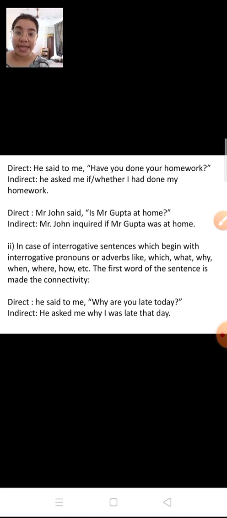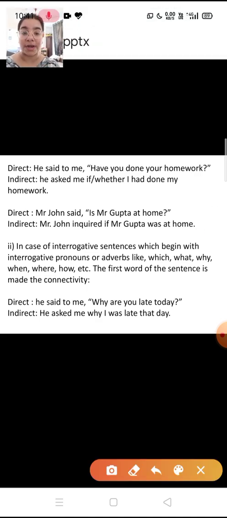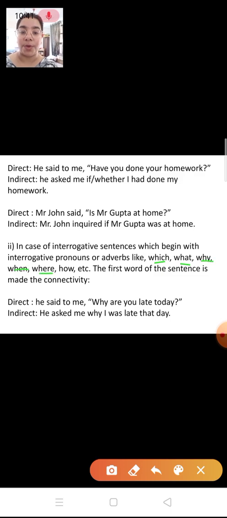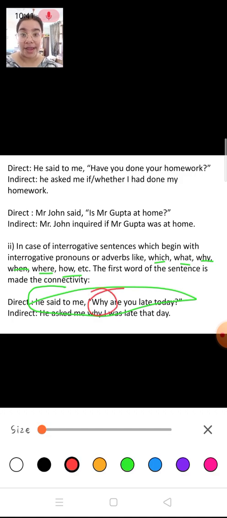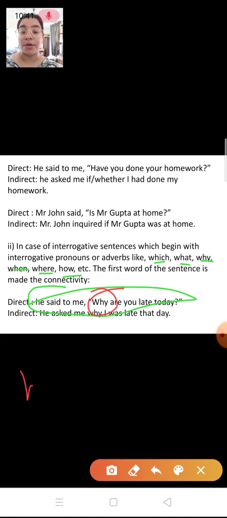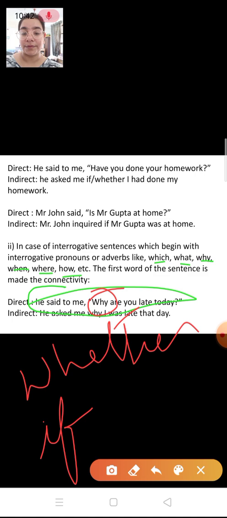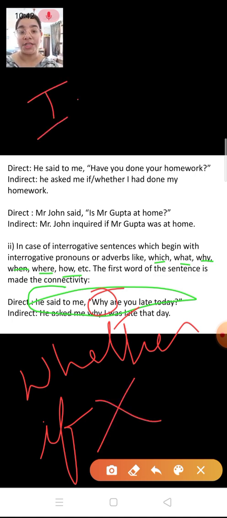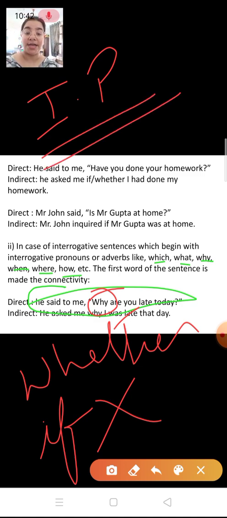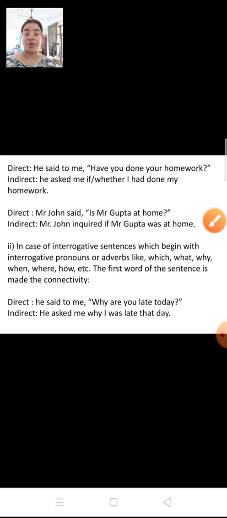Here, if a sentence is starting with an interrogative pronoun like which, what, why, when, where, how in the direct speech, then why, what, which, when, where, how will become the connector. We are not going to use whether or if. We are going to use the interrogative pronoun as the connector. As we have seen in the example also, he said to me why. Now here, when we change it into indirect speech, why will become the connector. For example, he asked me why I was late that day. Now here we have not used if or whether.